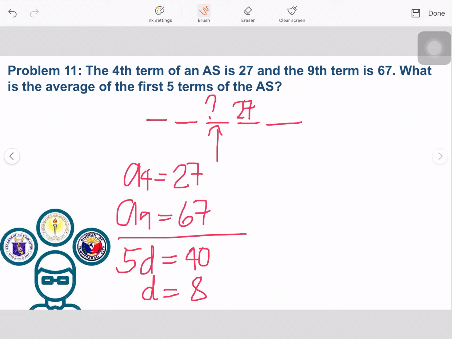So how do we get this term here, the third term here? The third term therefore is 27 minus 8. That gives me an answer which is equal to 19. And so therefore, the average of the first 5 terms of the arithmetic sequence is actually equal to 19.